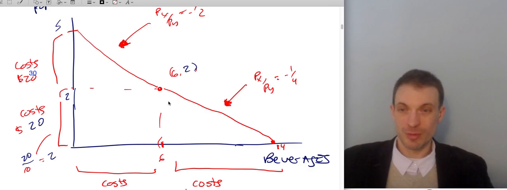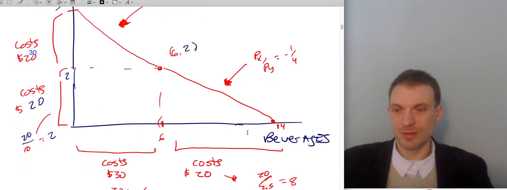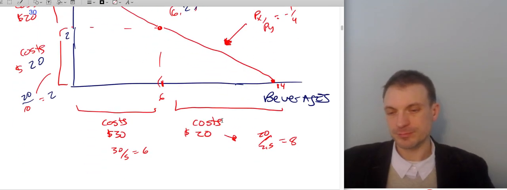So if I just wanted to buy at the kink, I could buy 6 beverages. That would cost me $30 plus 2 popcorns. That would cost me $20, and that would exhaust my budget, $50. Right? So we got it. Okay, so that is the budget constraint. That is how I would build it.